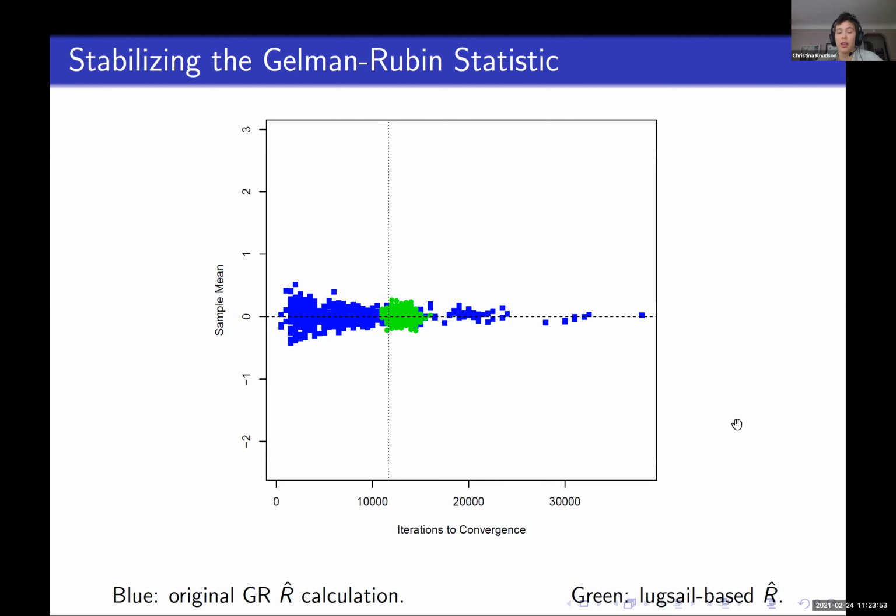Okay, so if you are doing some Bayesian modeling, then using this stabilized between chain variance will have a huge effect in stabilizing the number of iterations till convergence and the resulting sample mean.